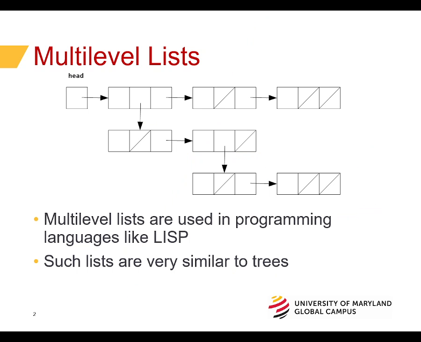A multi-level list is a list that contains sublists. The node of a multi-level list typically has three components: a data element and two references. Multi-level lists are the fundamental data structure in some programming languages such as Lisp. These lists are very similar to trees, binary trees in particular.